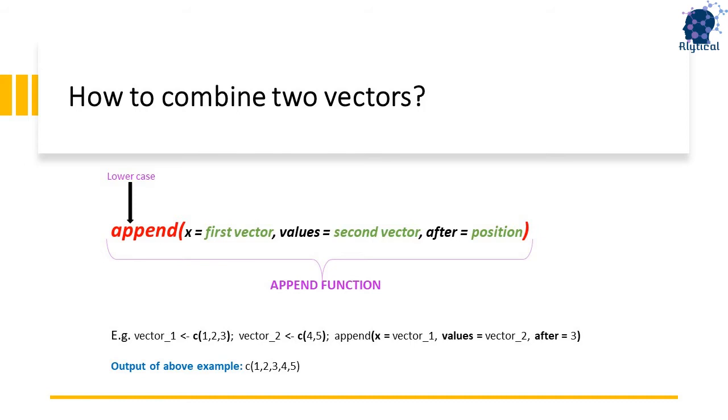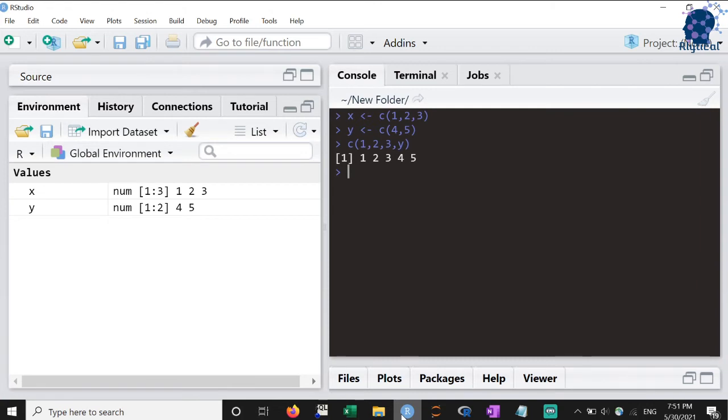Let's perform the previous operation again using the append function. Type append and within round brackets pass the vector x to the first parameter x. Here x is the vector with elements 1, 2 and 3. We mention the vector x here because we want to add vector y to vector x. Next, pass the vector y to the values parameter by typing values is equal to y.